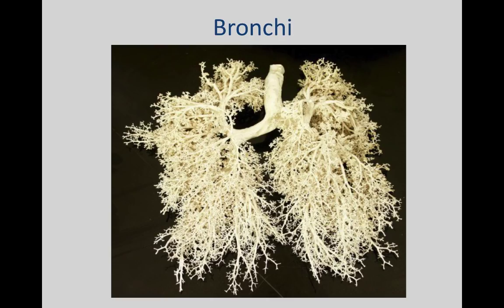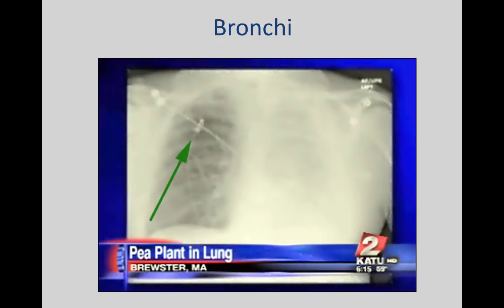Here is a plasticized bronchial tree and trachea from a Body Worlds exhibit. And this is apparently an X-ray of someone that had inhaled a pea and it lodged in the person's bronchus. Usually, when items are inhaled into the bronchi, they tend to go to the right side because the right main bronchus tilts down at a greater angle as compared to the left main bronchus, which comes off the carina at more of a right angle.